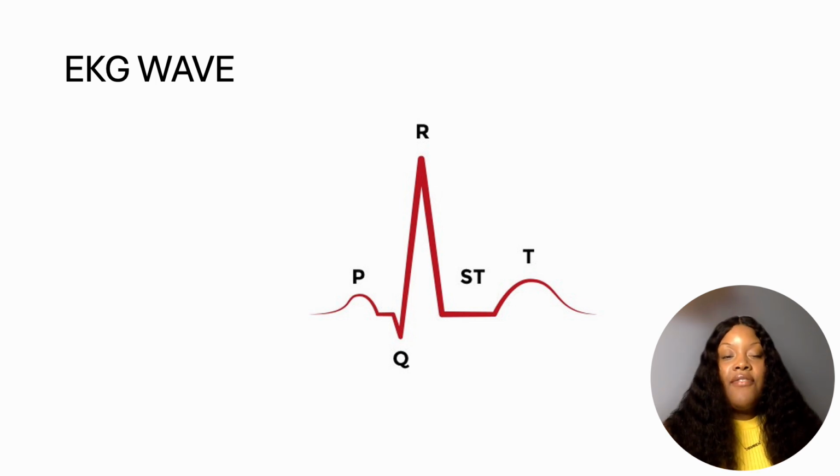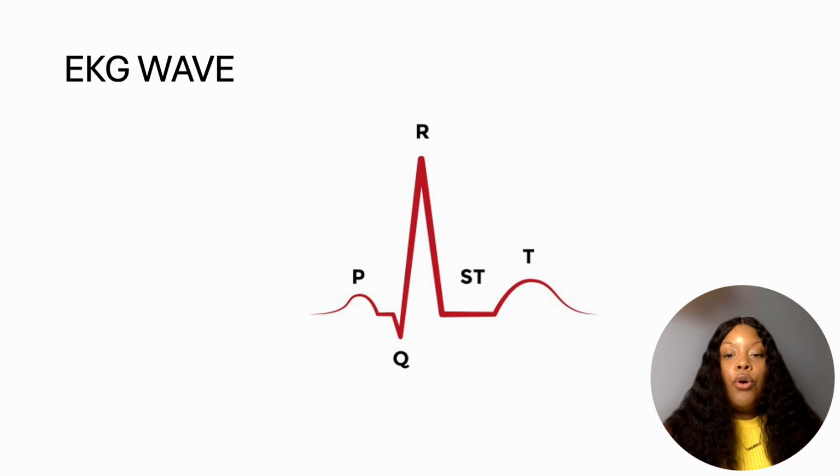All right, so then we have our QRS complex, and that shows ventricle depolarization. So that's when the ventricles are contracting, and once the ventricles contract, it pushes blood to your lungs and your body. Then you have your ST segment, and this is a pause between contraction and recovery. The heart muscle is starting to recover right here. And then your T wave shows ventricular repolarization, and this is where the ventricles are resetting and getting ready for the next beat.